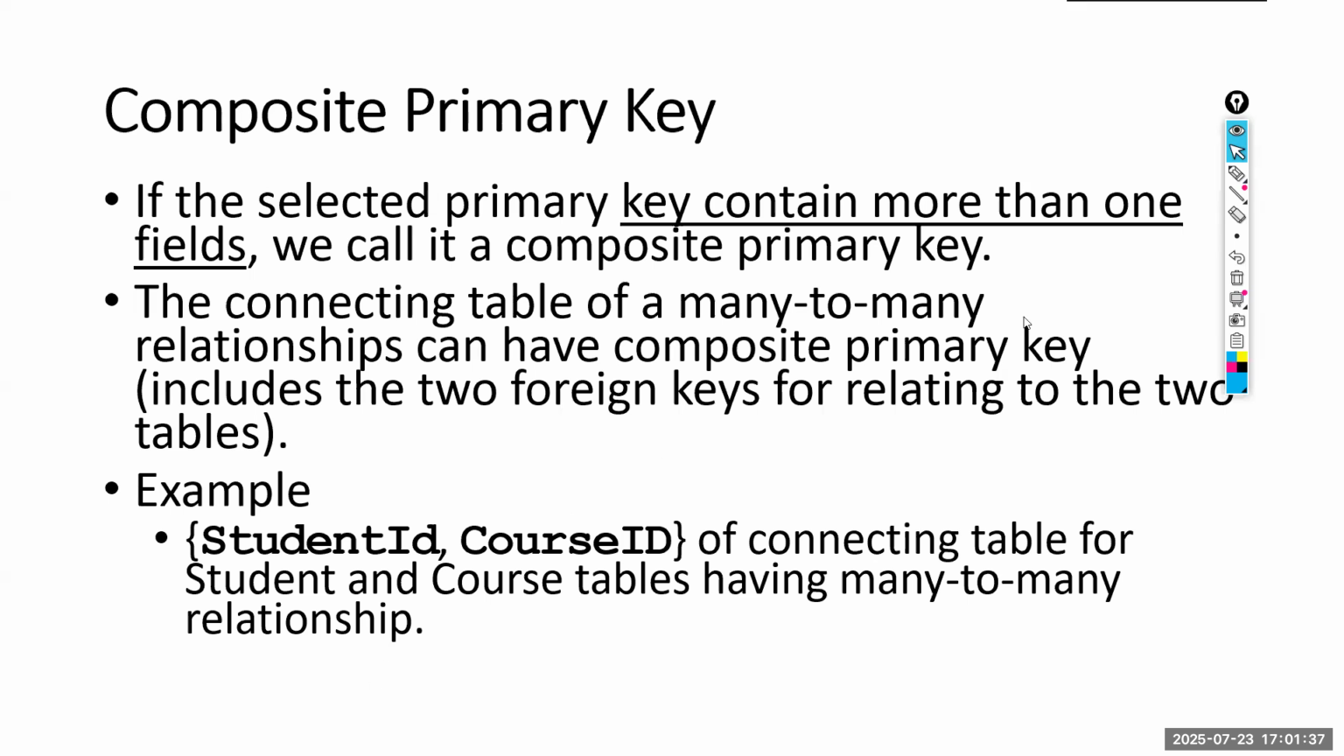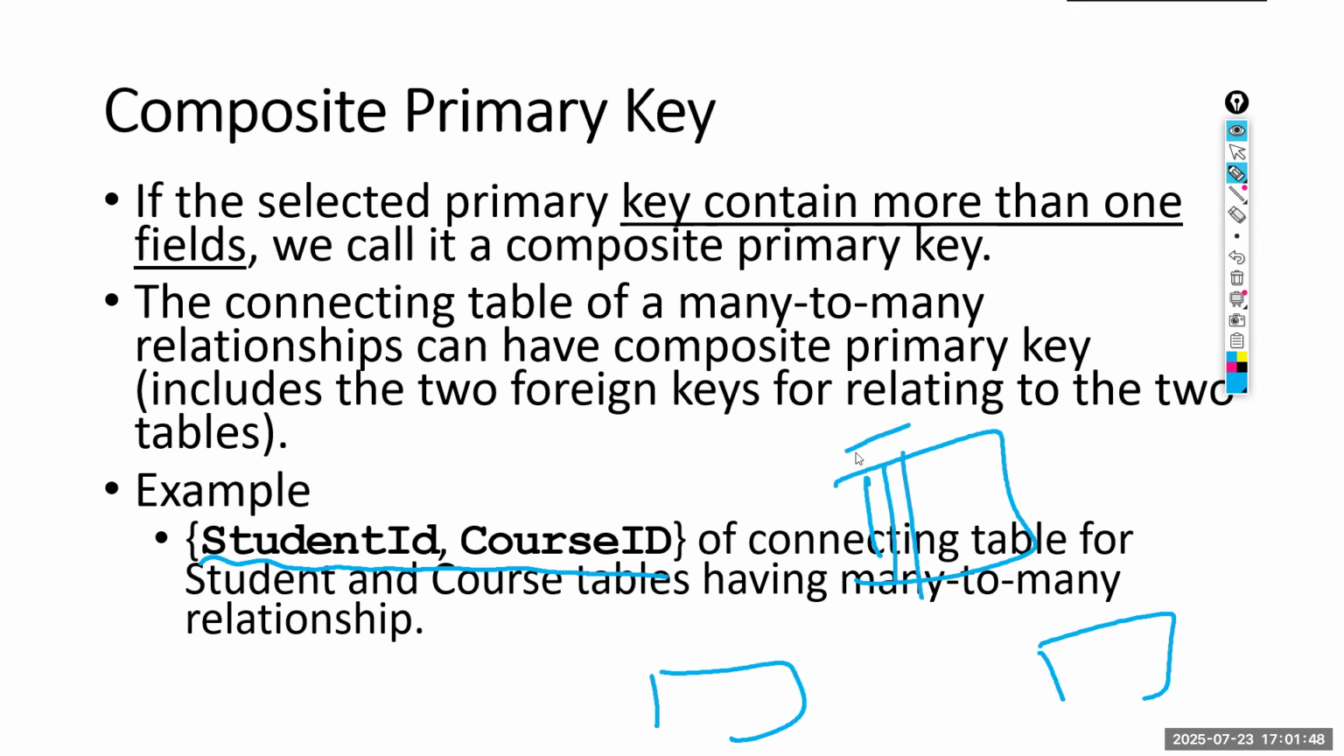like student ID and course ID. For example, in a many-to-many relationship, we introduce a connecting table. Later, we will look at this, okay? So then for that connecting table, you need to give a composite primary key. But for these tables, student and course, you can have simple primary keys. But here you need a student and course combination as the primary key. So if your primary key consists of multiple fields, more than one field, it's a composite primary key. Right?